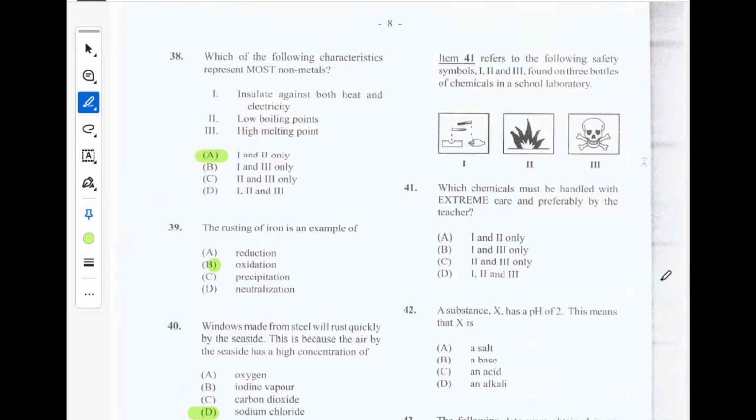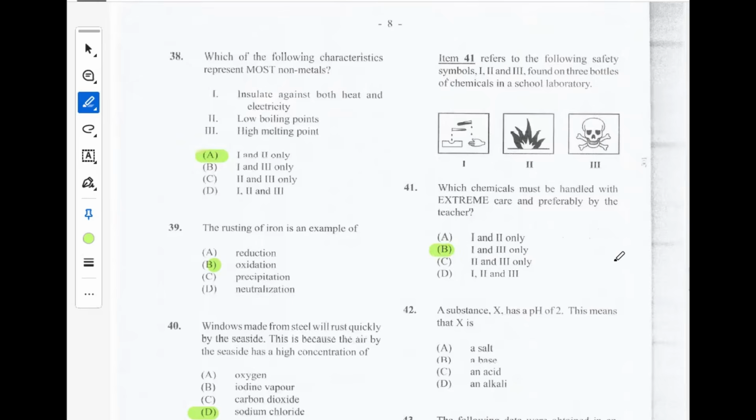41 refers to the following safety symbols, 1, 2, and 3, found on 3 bottles for chemicals in a school laboratory. Which chemicals must be handled with extreme care and preferably by a teacher? We have 1, which is corrosive, 2, flammable, and 3, toxic or poisonous. The corrosive and the toxic are kind of together. Many things are flammable in a school lab. So it should be 1 and 3 that they're grouping together.